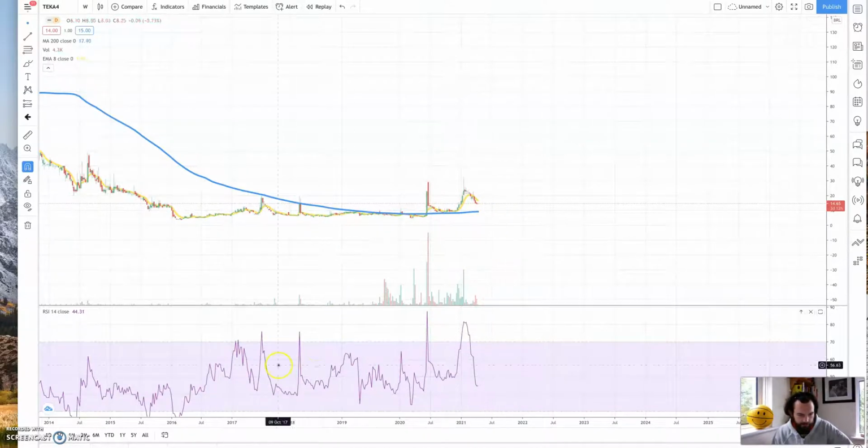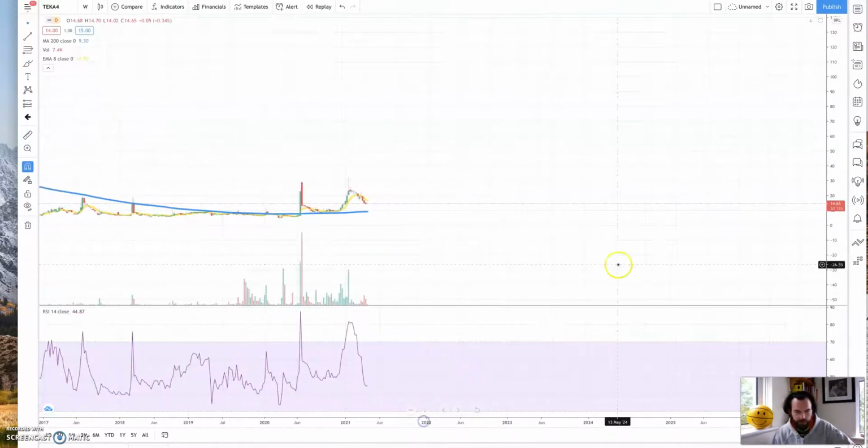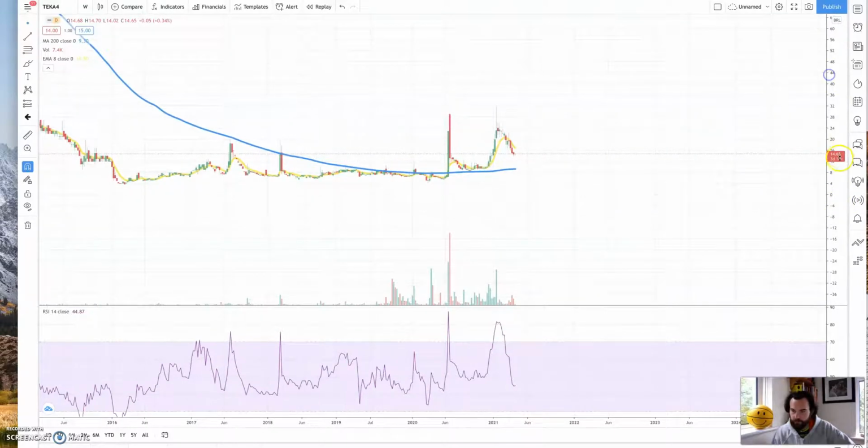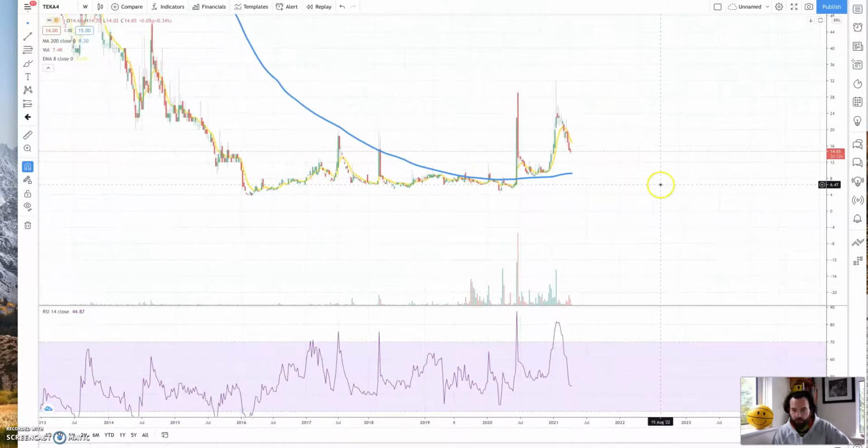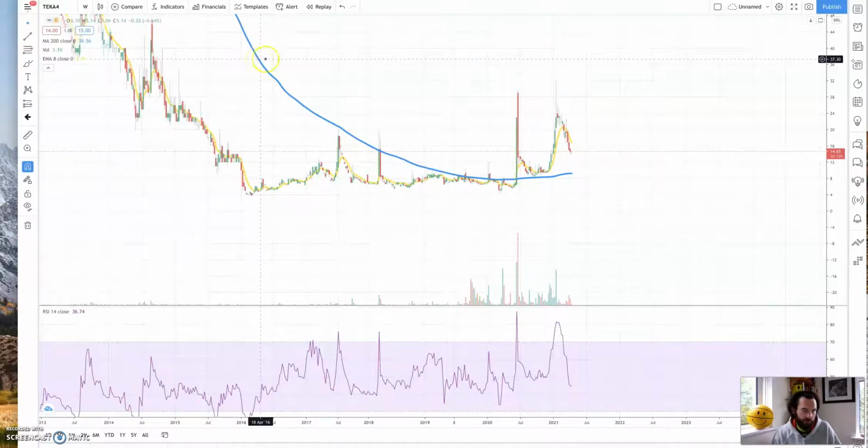But basically, this is 2017 here, 2018, 2019. So it's a pretty big spread here, a lot of time being covered. I'll just filter it more recently. Okay, so this big blue thing is called a 200, well, because we've got it on the weekly, it's a 200 week moving average. It basically just shows you the average of the last 200 weeks.